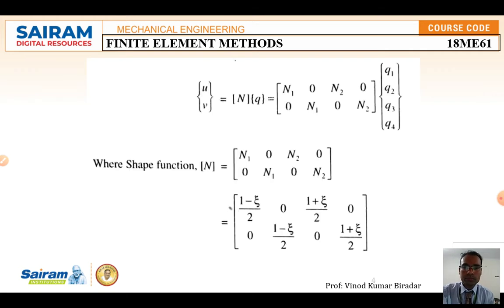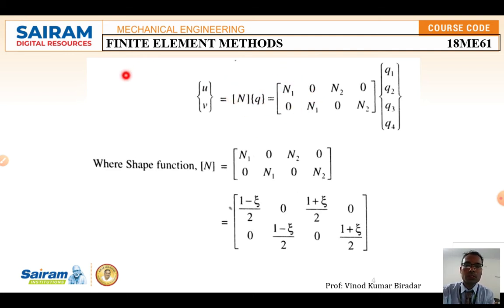We know that we already derived the displacement function for a truss element: u, v, that is in the x direction and y direction, is equal to N into q. Here N is the shape function, and q is nothing but the displacement. So N1 0, N2 0, and q1 q2 q3 q4. We already derived this equation in model number 2, the shape function for the truss element.